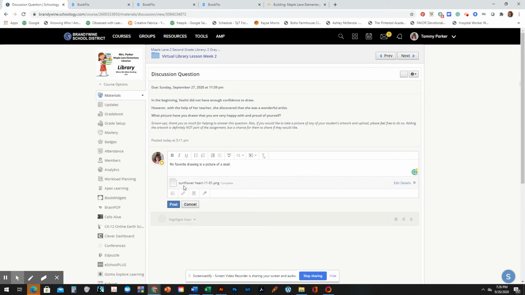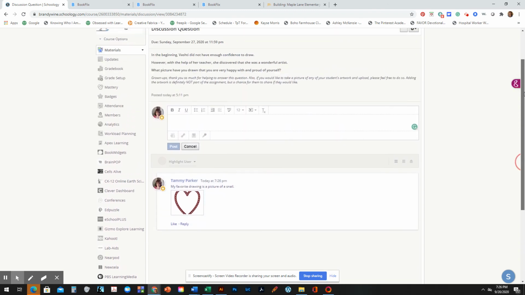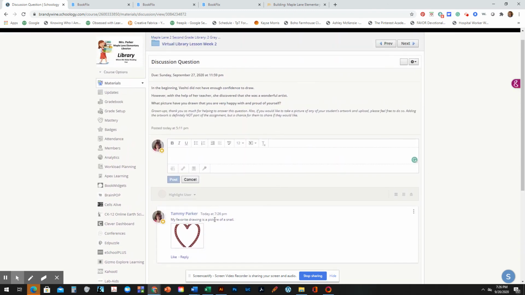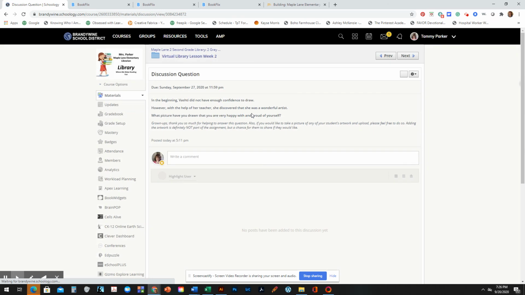All right, so I put my sunflower heart, and then I post it. And now the next person going in can see my favorite drawing is a picture of a snail, and then they see a picture of a heart, and it's like, what? That's not a snail. They'll get very confused. Anyhow, I'm going to go over here and delete that. All right, so now it's been deleted, and I can start all over again. But remember, this is definitely a part of your assignment that you have to do.